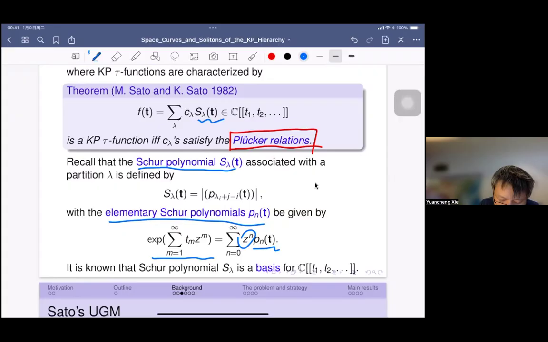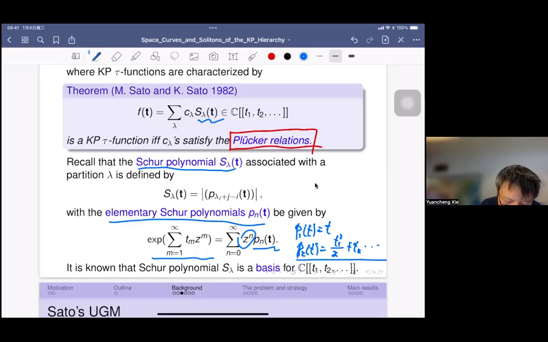For example, there are a few terms that we can write down. P1 of t is nothing but t1, and P2 of t is nothing but t1 squared plus t2, etc. If we set the degree of t1 to be 1 and the degree of t2 to be 2, then these are always homogeneous polynomials.